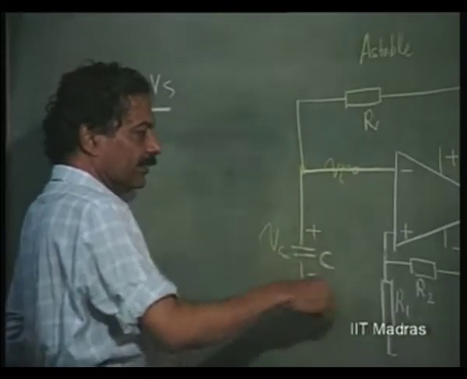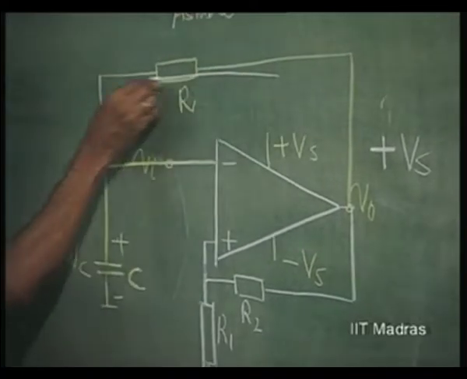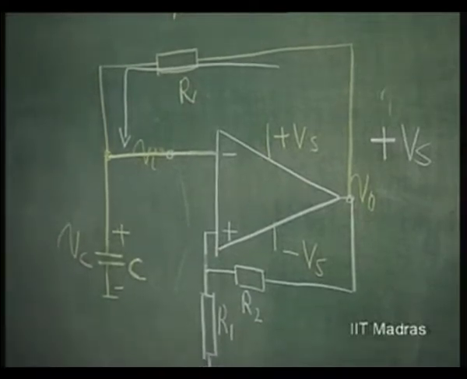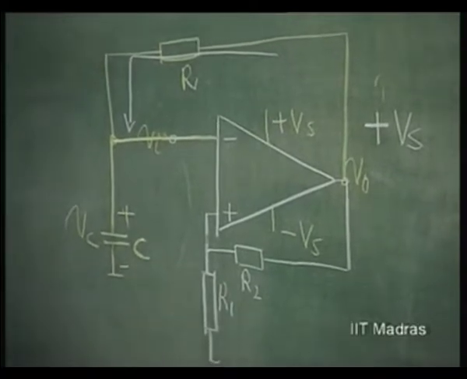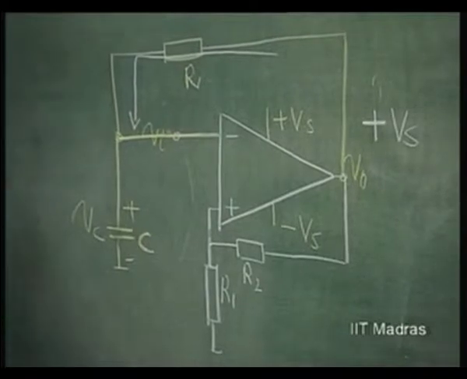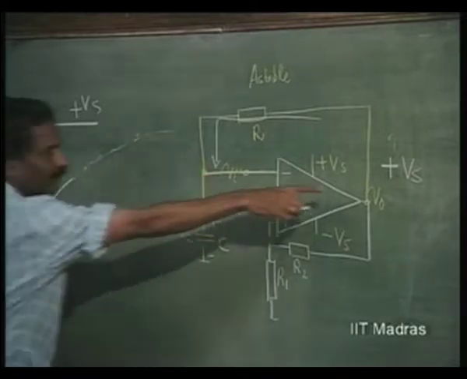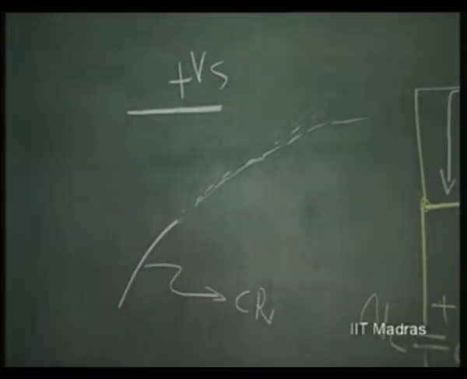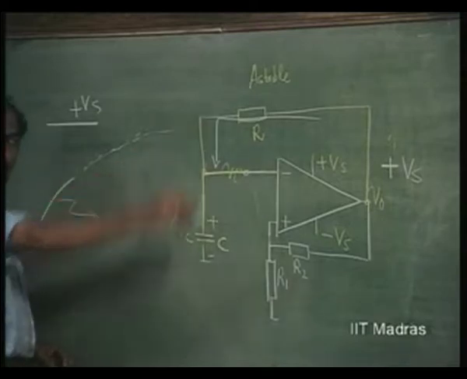What is happening in this circuit, let us independently consider. The capacitor is not charged, so the capacitor will start getting charged through this resistance. That is an exponentially increasing waveform. It will be charged towards plus Vs with the time constant equal to C into R. So the charging time constant is C into R, and the capacitor voltage is increasing with respect to time.